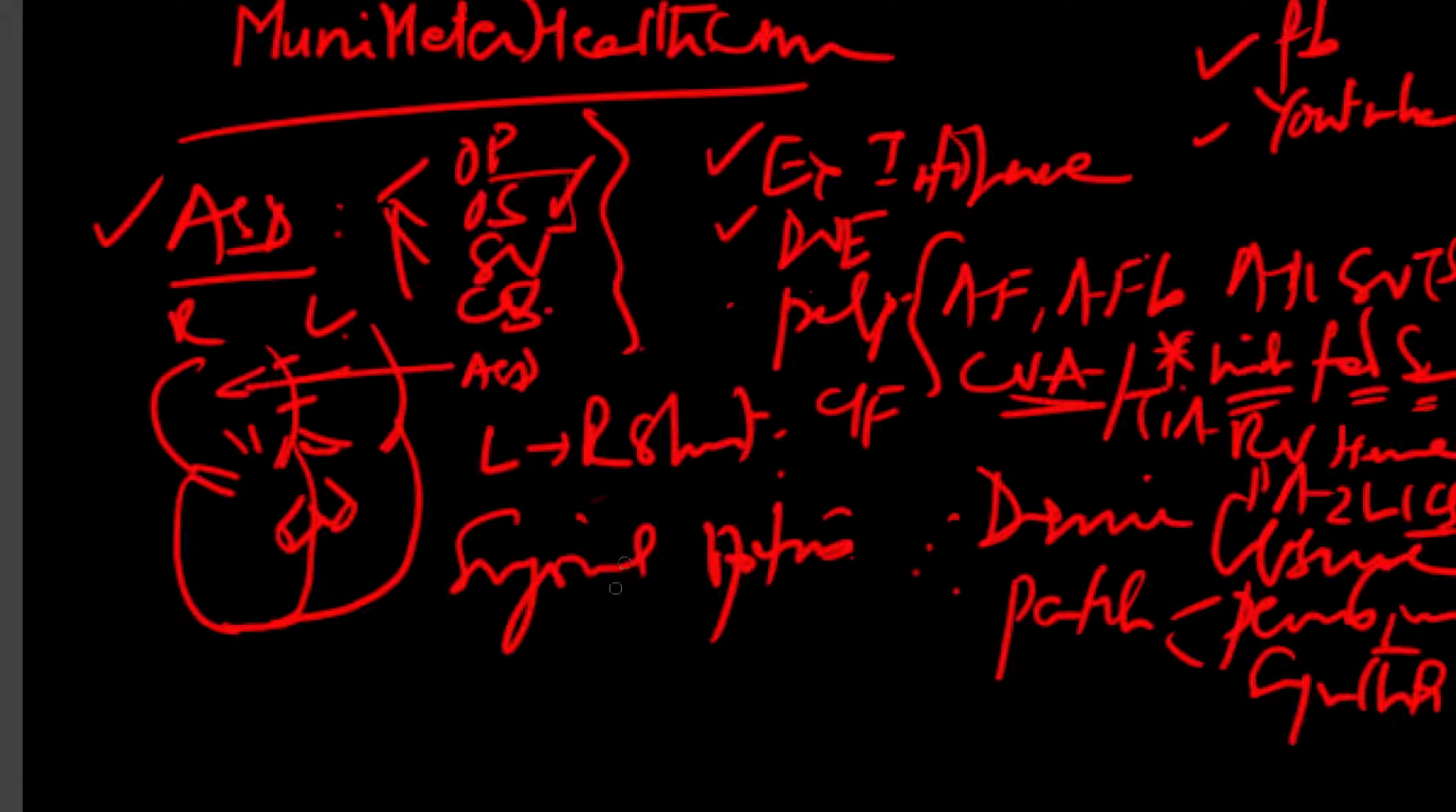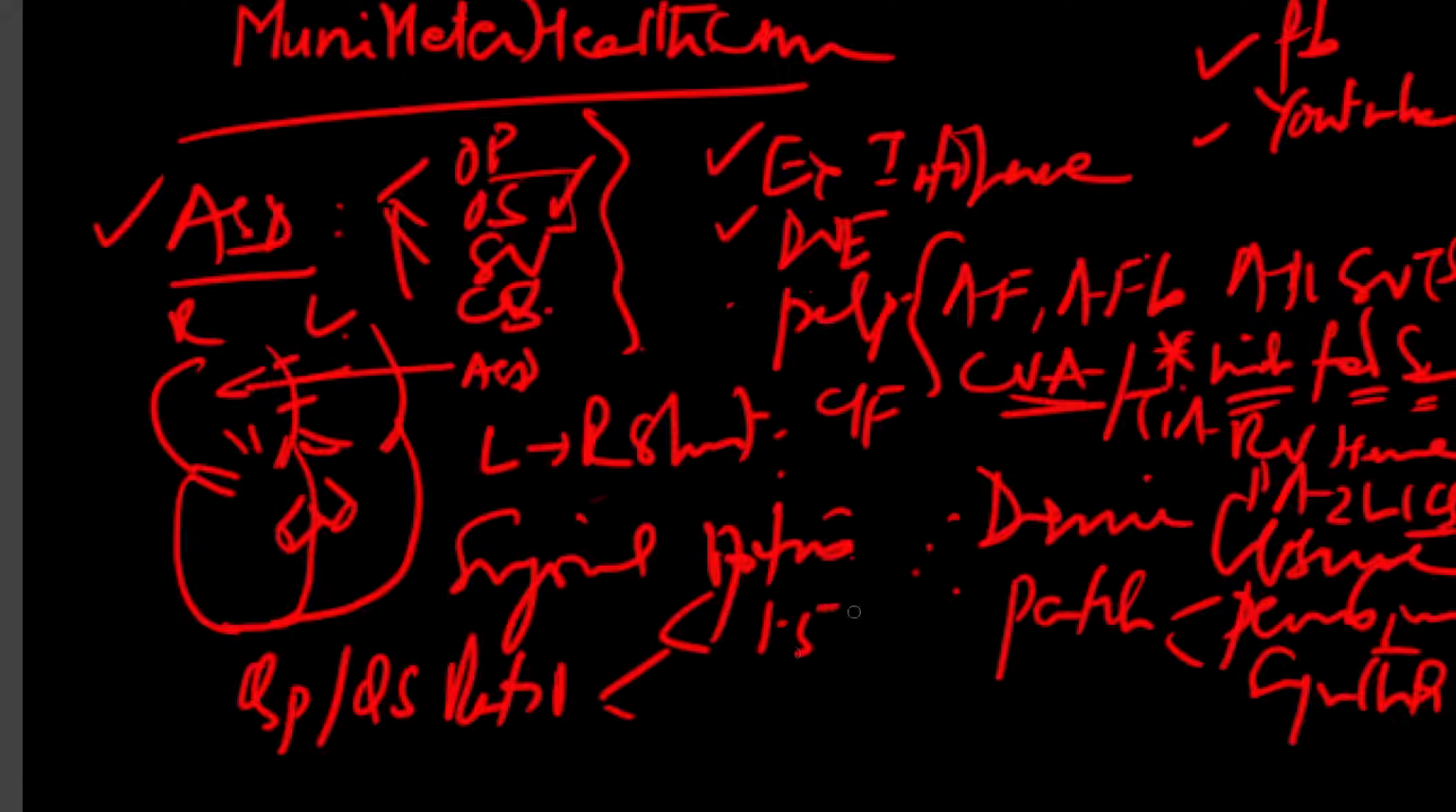I would say we like to see the QP-QS ratio. Now remember, if the ratio is less than 1.5, then no surgery in an ASD setting unless the patient is symptomatic and unless the patient has had an episode of CVA. If there is an episode of CVA or a TIA, then you go ahead and do the surgery. But if it's less than 1.5, the QP-QS ratio.